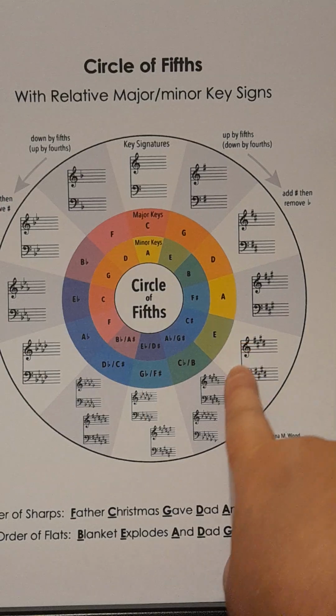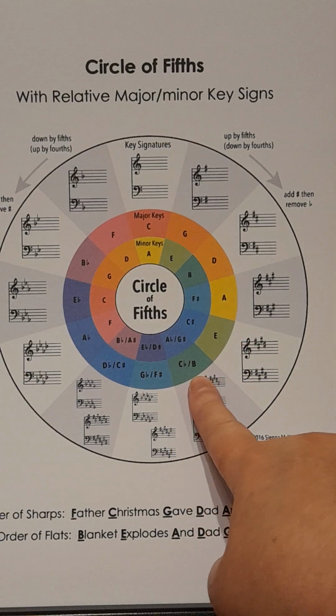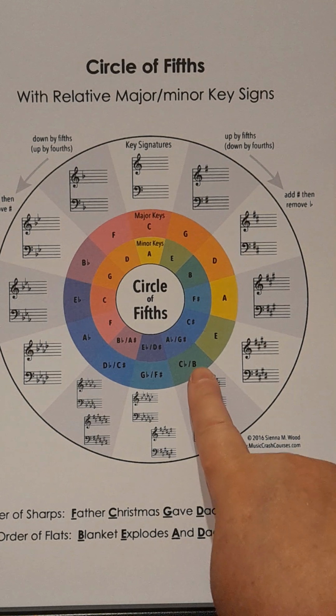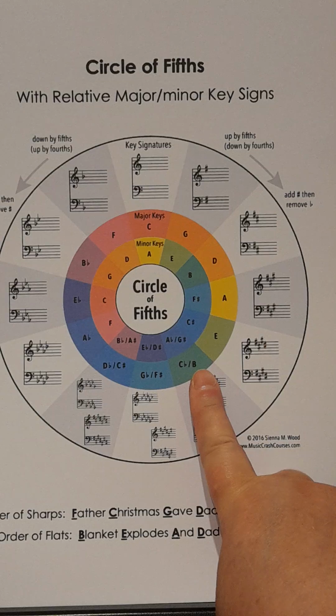If we went to the fifth note of E major, we would land on B. E, F sharp, G sharp, A, B. Let's build a B major scale. B, C sharp, D sharp, E, F sharp, G sharp, A sharp, B. There are five sharps in the scale of B major.